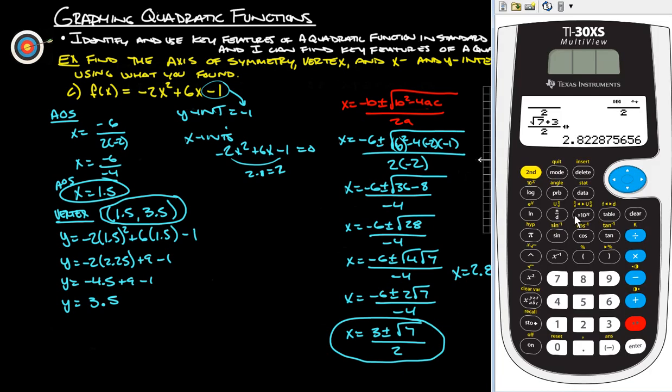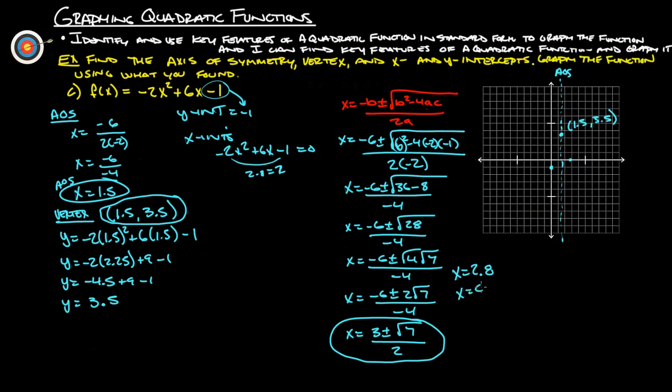And then let's go back in here, and then we will do 3 minus root 7 all over 2 will give us something that's not helpful, but then we push this, and then it gives us 0.2. Those are our 2 x-intercepts in decimals, so 0.2, so about right there.